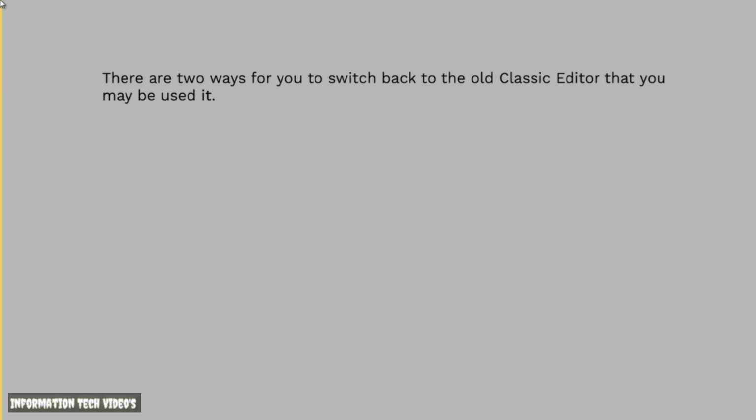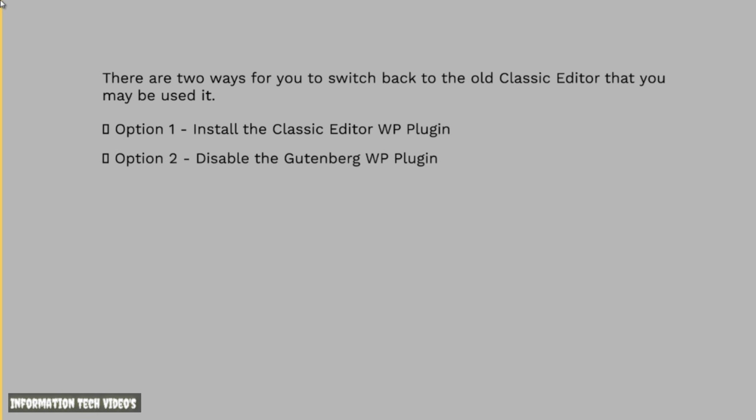There are 2 ways for you to switch back to the old classic editor that you may be used to. Option one is to install the classic editor WordPress plugin. And number two, you can disable the Gutenberg WordPress plugin. Now, bear in mind that option one is what most of you are going to implement.